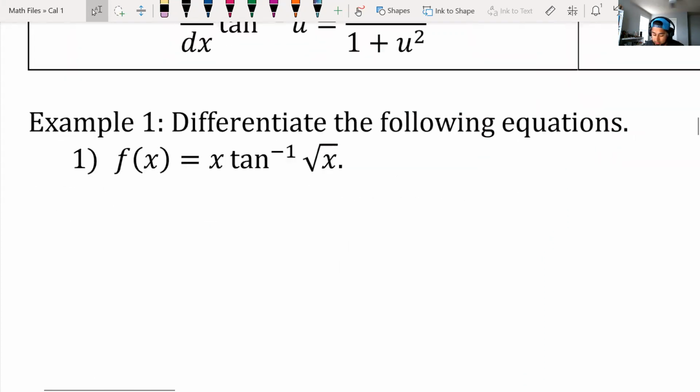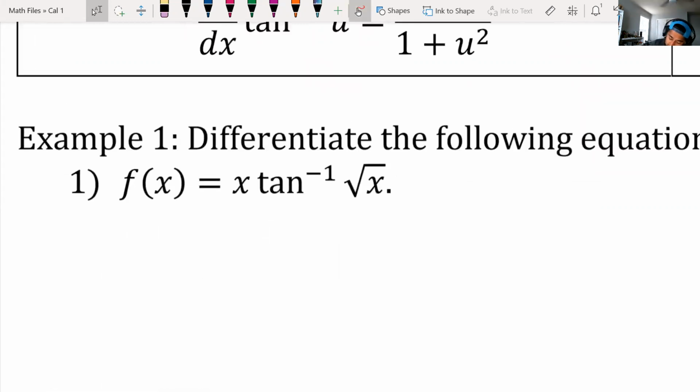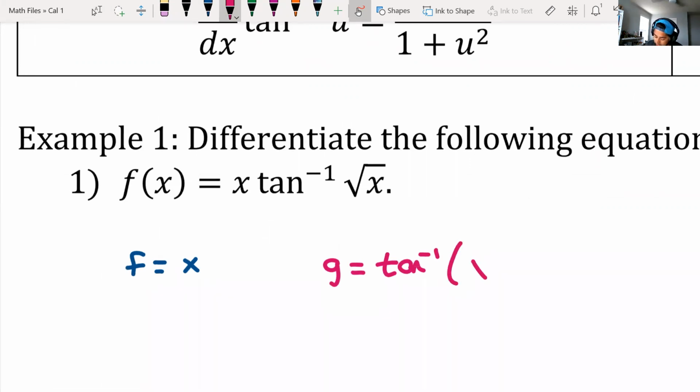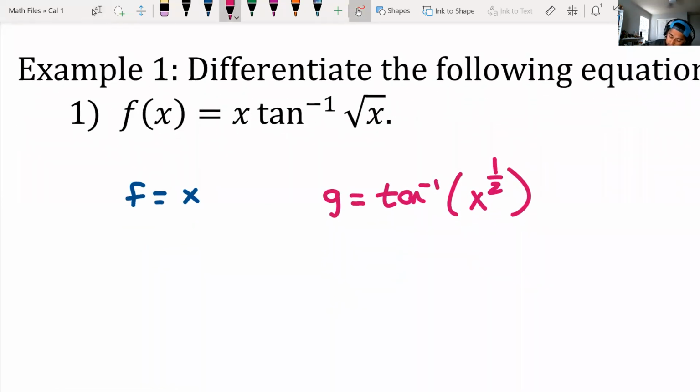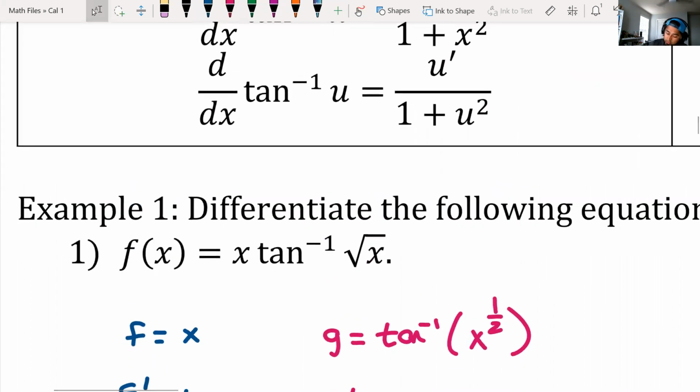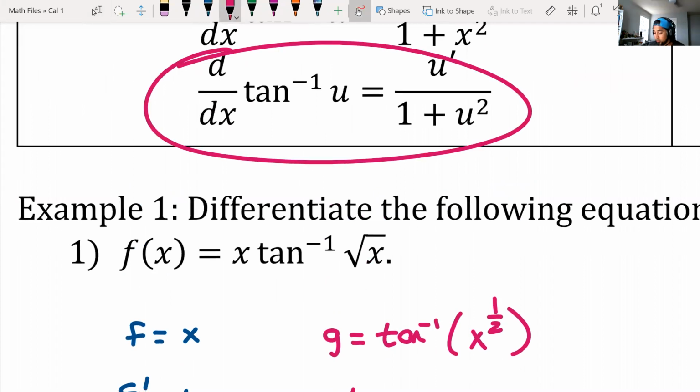So let me zoom in. All right. So f will be x, and then g will be the inverse tangent, and I'm going to rewrite this as, of course, x to the 1/2. Okay. Derivative of x, that's the easy part. That's 1. Derivative of g. Now this is going to use that chain rule derivative for the inverse tangent of u.